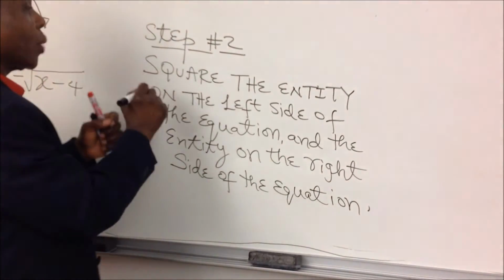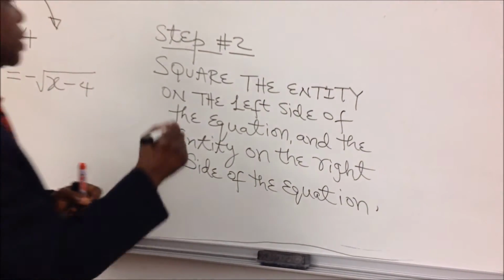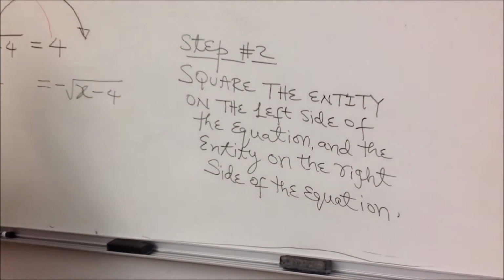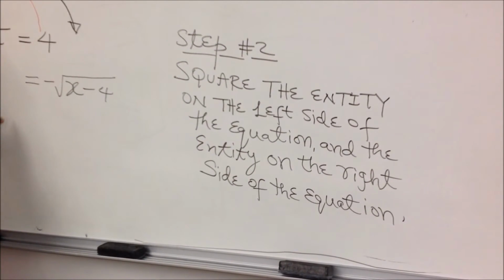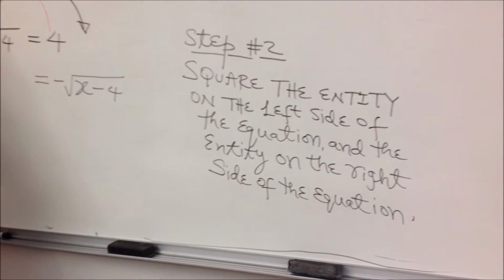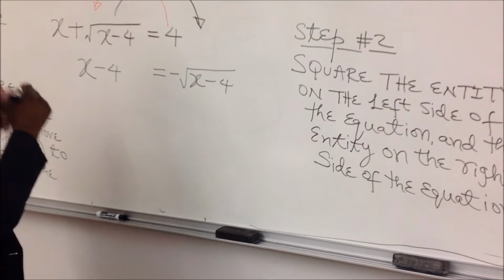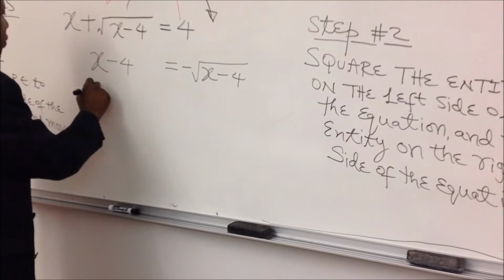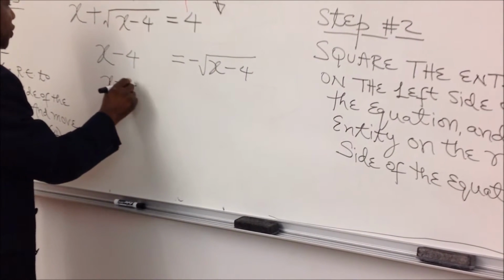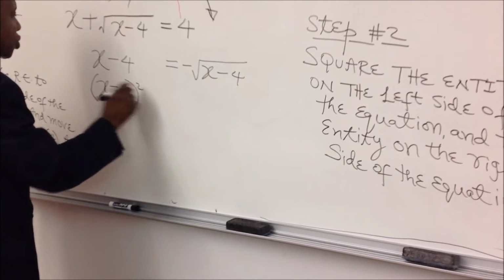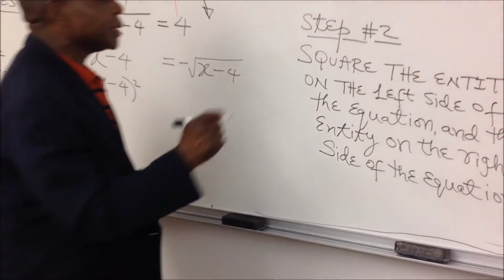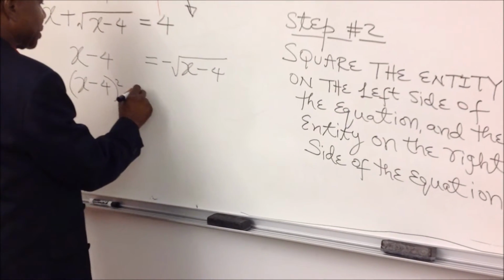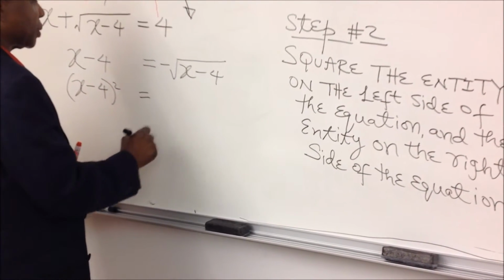I repeat, square the entity on the left side of the equation, namely what? X minus 4. So we're going to take this entity here on the left side of the equation, which is x minus 4, and square it. So we're going to do x minus 4 squared, and the entity on the right side of the equation, which is what? The negative of square root of x minus 4. So we're going to square this.